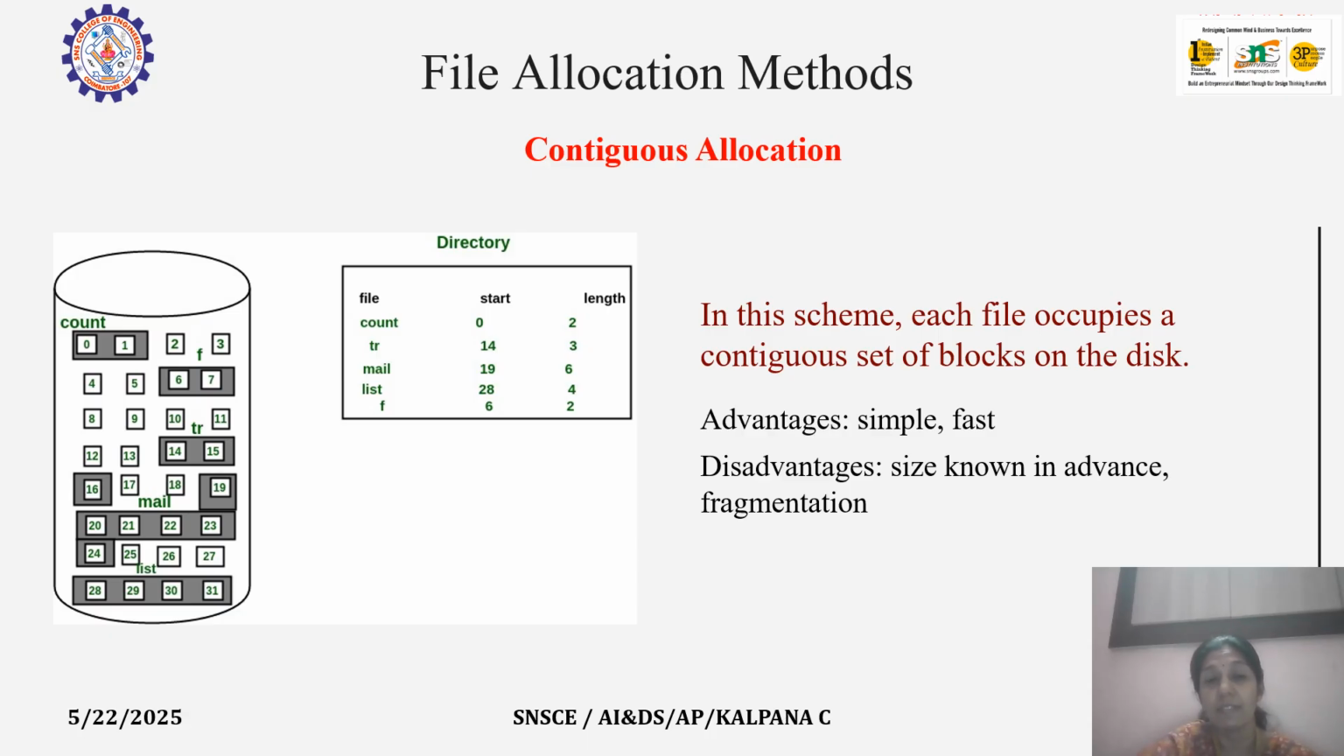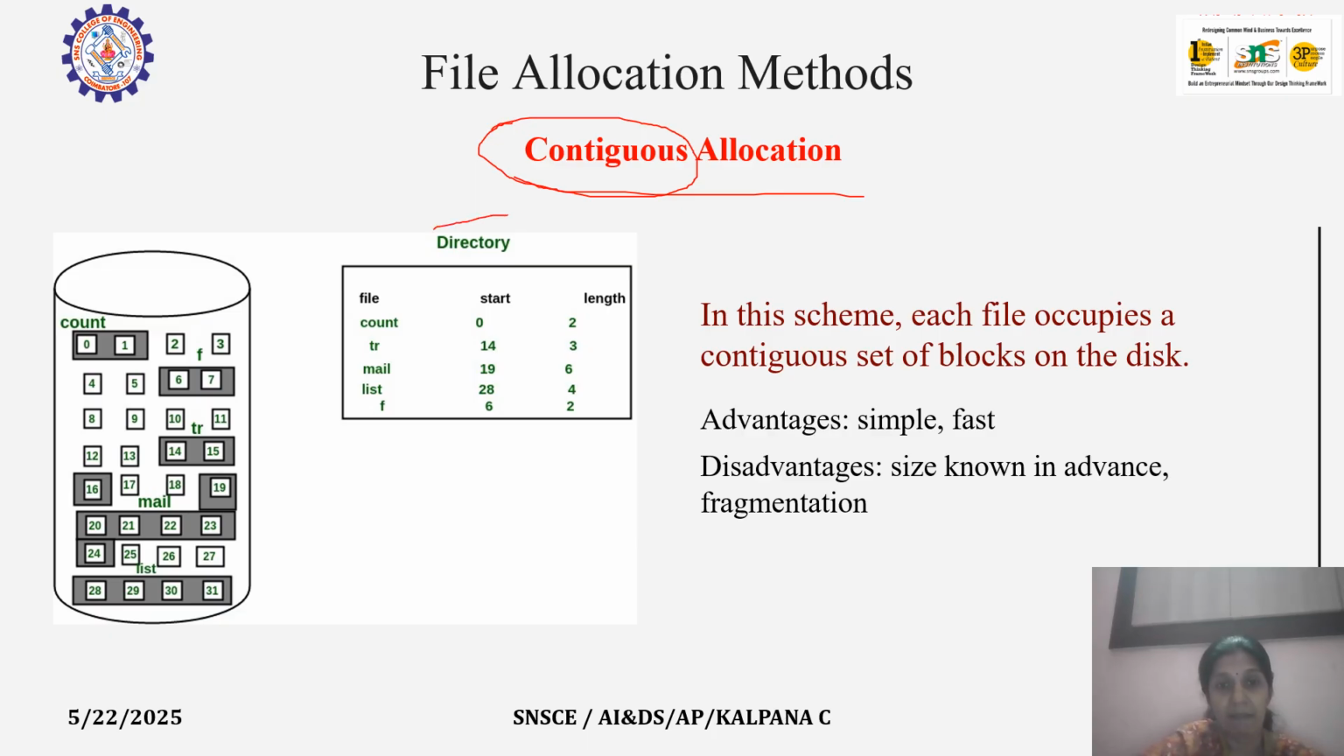The first one is the contiguous file allocation method. As the name indicates, contiguous, we are going to allocate the file in a sequential manner in disk space. So obviously we are going to allocate the file in disk space in contiguous, that is sequential, blocks.